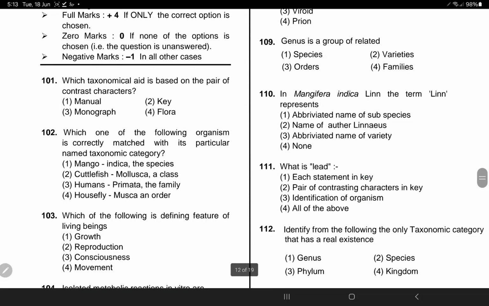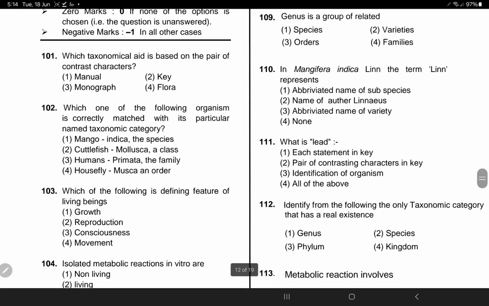In Mangifera indica Linn, the term Linn represents the abbreviated name of the author. So option 2 is correct, the name of the author Linnaeus. What is a lead? Lead is nothing but each statement in the key, we call it a lead. So the first one is correct. A pair of contrasting characters we call a couplet. So option 1 is appropriate.